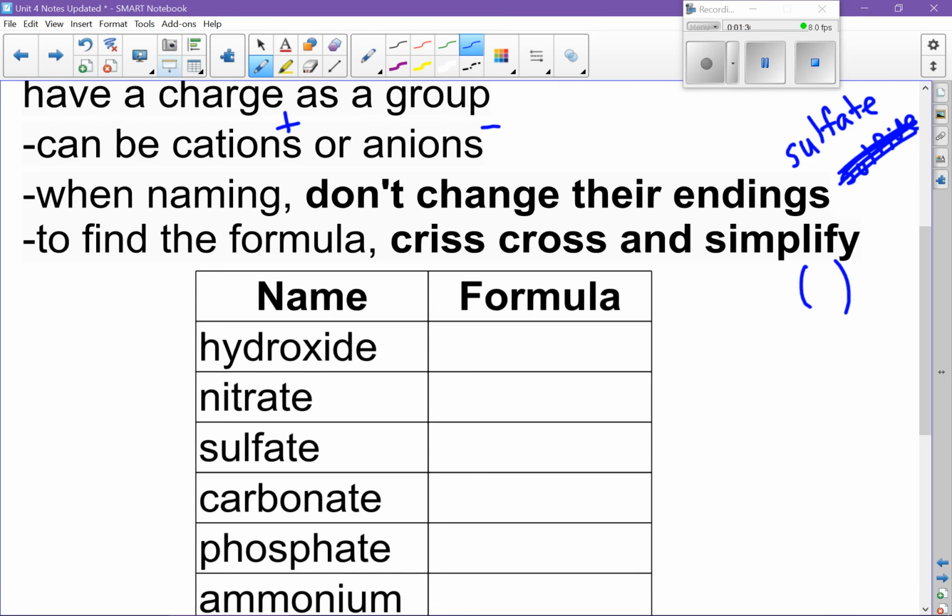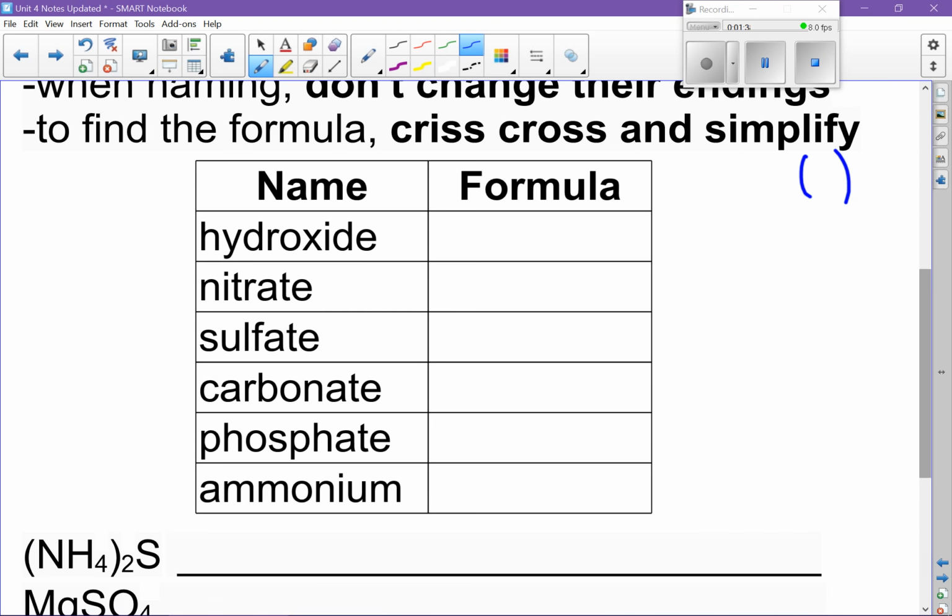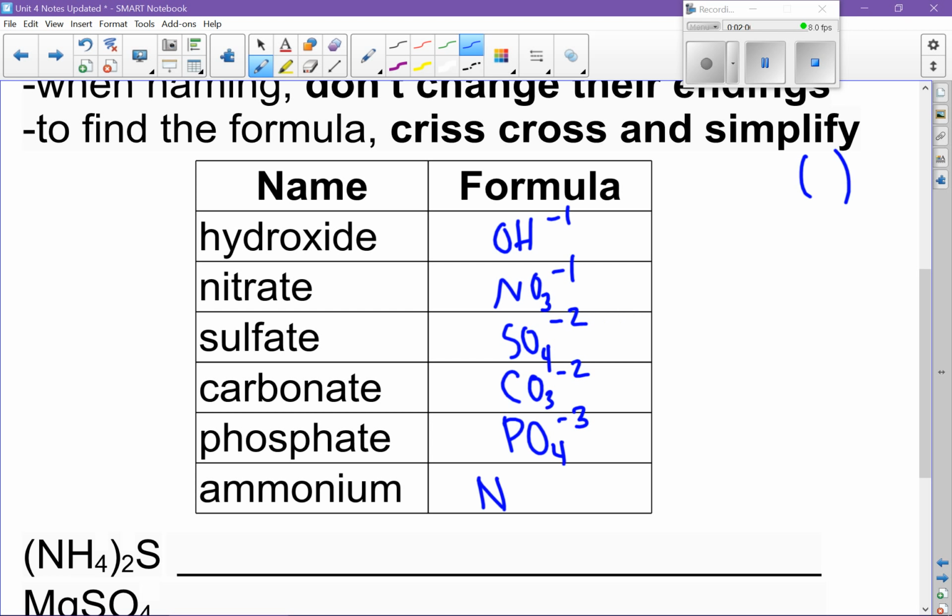So let's review how to remember these polyatomic ions. We have "onosocopo," and then you can put your pattern of numbers in: -1, -1, -2, -2, -3. And then for the subscripts, there's nothing, 3, 4, 3, 4. And for ammonium, it is "no hugs," 4, 1.